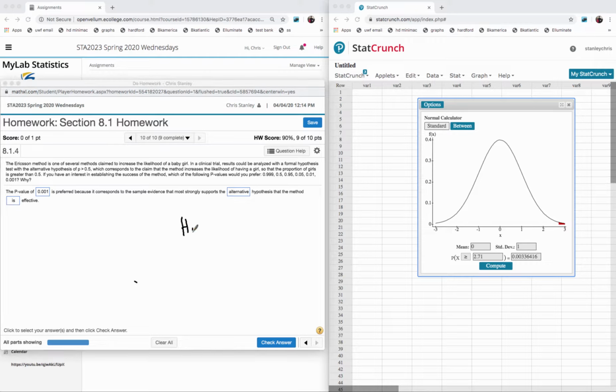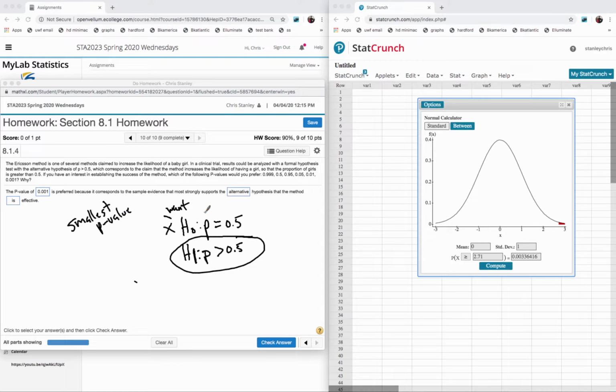Let me just write this out. Your null hypothesis is p equals 0.5, and your alternative is that it's greater. Now, if you worked at a company and you wanted to say that you have a better chance of having a girl, you would support this and not this. So we want to reject the null, which means we want the smallest p-value possible. The smallest p-value will reject this. If this gets rejected, then your alternative must be effective. Okay, so that's how that works. Let's go on to the next one.